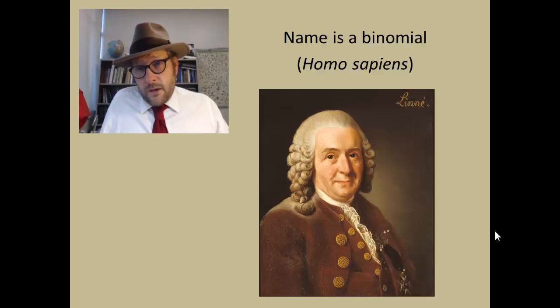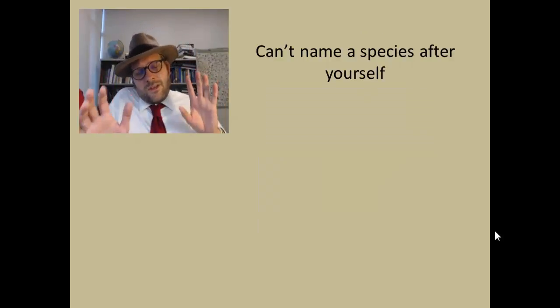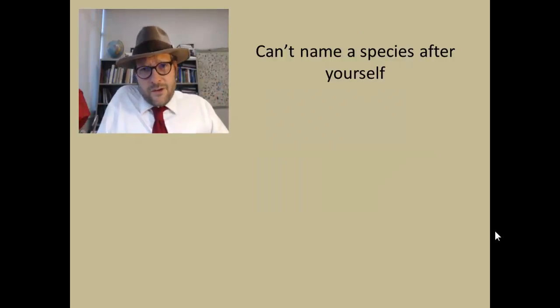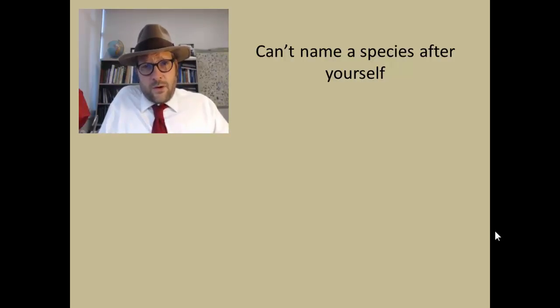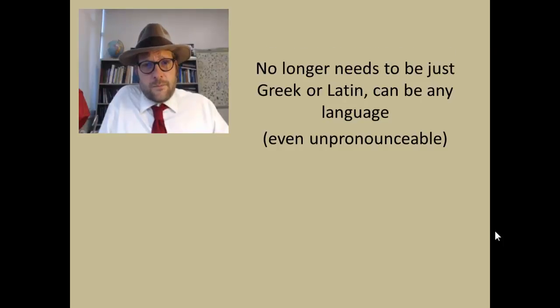So if you're naming something new, a new species, you've got to come up with the species name and then decide which genus, or even create a new genus to put it in. So you have a binomial name. Now you can't name a species after yourself. Although colleagues can name a species after you, you can't name a species after yourself if you're an author on the paper. So sorry, can't name a species after yourself.